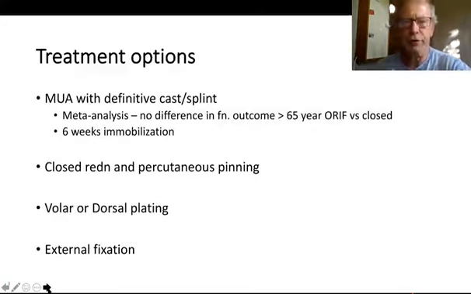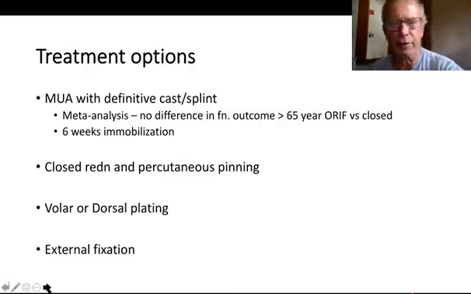Okay. So with regards to definitive treatment, we either do a manipulation under anesthesia with a definitive cast or a splint, or we look at something beyond that, and that's either closed reduction and percutaneous pinning, plating, whether it be on the volar or the dorsal approach, or the use of an external fixation. I won't harp on the last three, because in the rural situation, you're unlikely to be doing that. If you look at the over 65s, and having just turned 65, I guess that includes me.